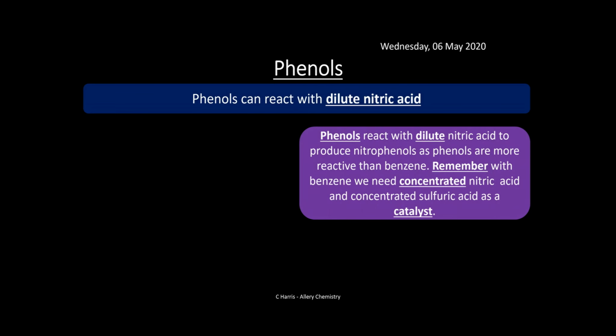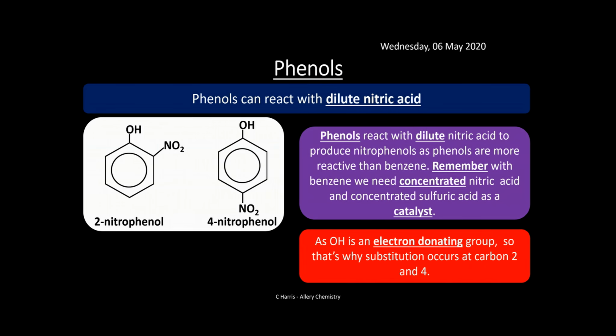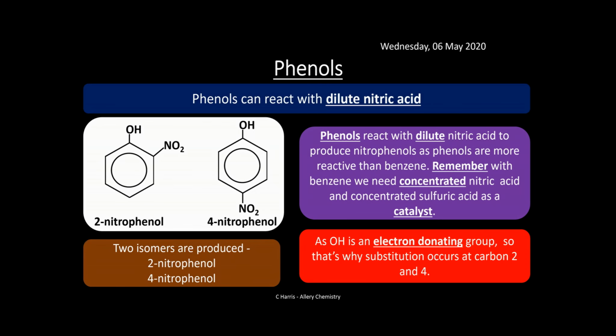Okay, so phenols can also react with dilute nitric acid, and what they do is they produce nitrophenols, because phenols are much more reactive than benzene. Remember, when we tried to nitrate benzene, we had to create a very strong, powerful electrophile. With phenols, we don't need to because they're much more reactive. The OH is electron donating, so we get substitution at carbons 2 and 4. So you can see here that we either get 2-nitrophenol or 4-nitrophenol. This is the type of reaction that we get when we react phenol with dilute nitric acid. These are the two isomers that we can produce.